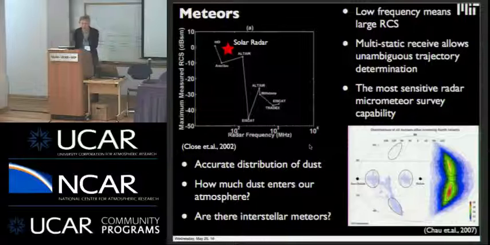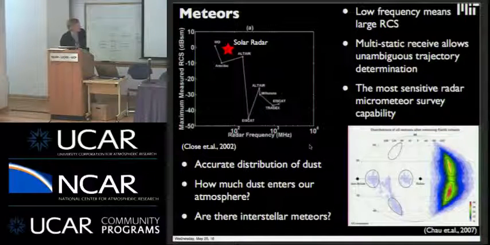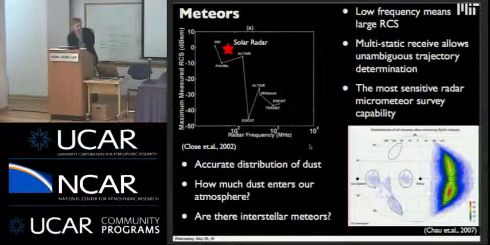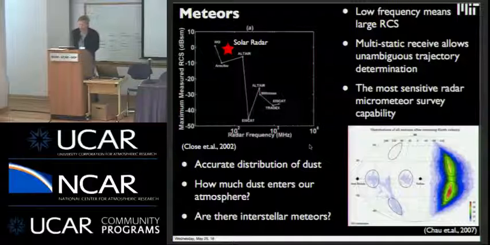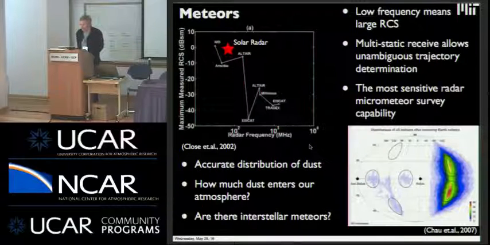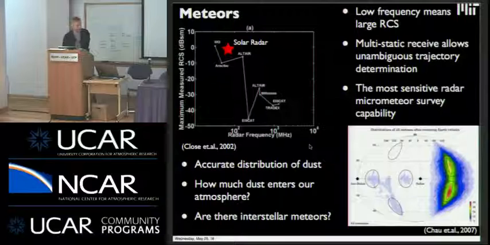For meteors, because it's a low frequency, here's a picture from Close et al. The lower you go in frequency, the longer the wavelength, the larger the radar cross-section for a meteor head echo. So the frequency itself would create a sensitive instrument, and combined with the huge power and aperture and the multistatic nature, this would be the ideal meteor head echo survey instrument.